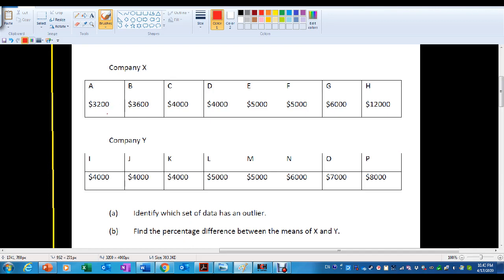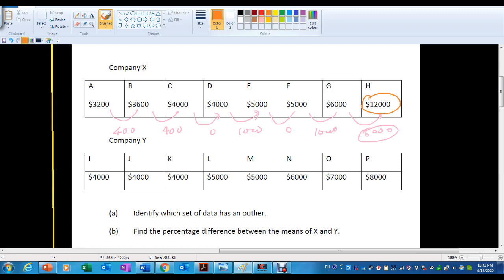Okay, you need to notice that the data is already in ascending order, so you don't need to rearrange them. When they are in ascending order already, are there any particularly small data? You can see the differences are 400, 0, 1000, 0, 1000, and here 6000. Of course the 6000 is quite large, right? So this one should be the outlier.